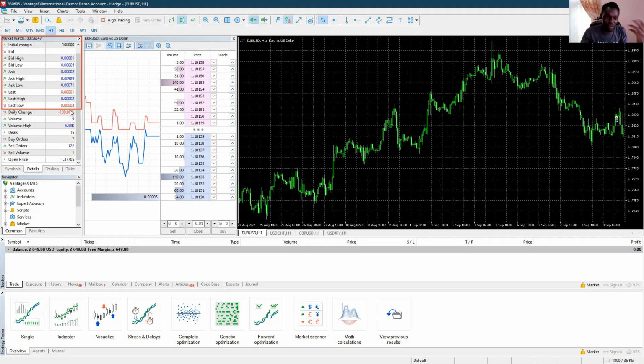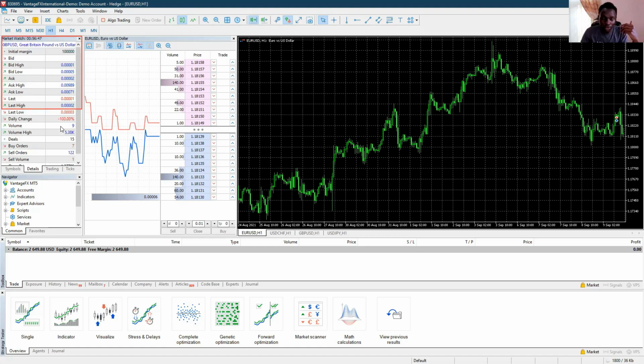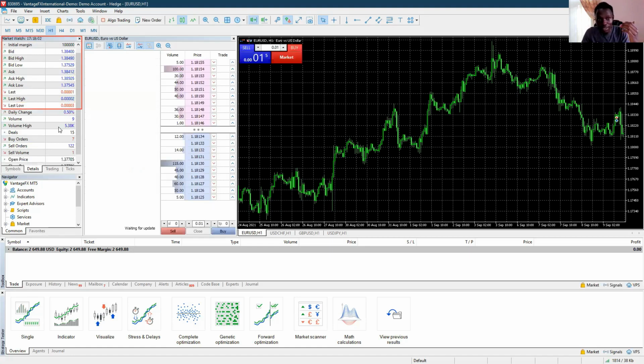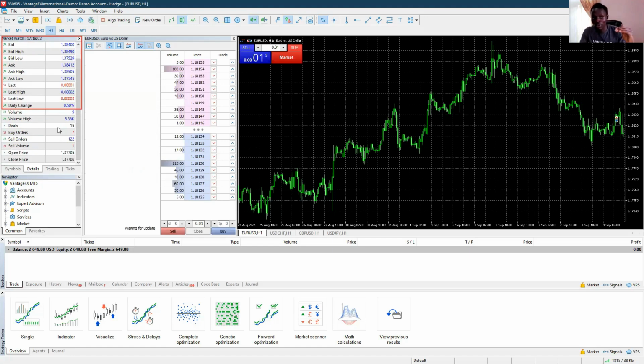Most times we don't really care about this, but on your mobile platform you notice that you have some pairs where, in the details, you may see swap. Swap is the price you pay your broker for keeping your trade overnight. There are times where some pairs have a positive swap. What that means is that if you trade that pair, you would actually be getting profit. That's an additional profit, more like a commission added to your trade if it is held overnight.